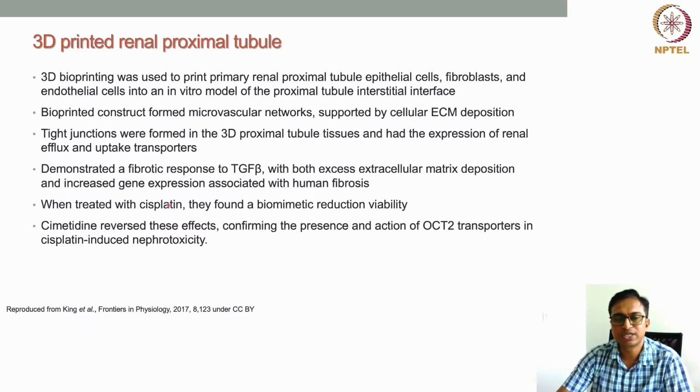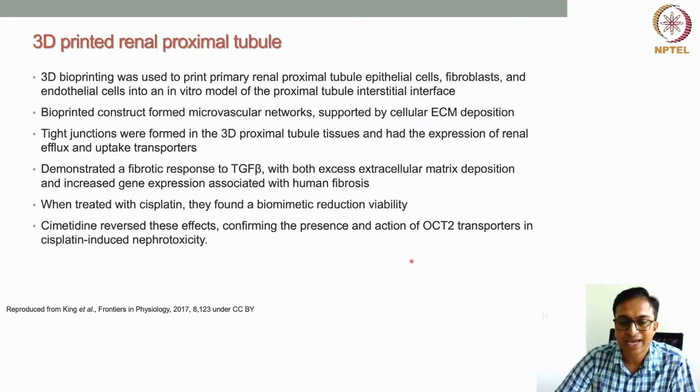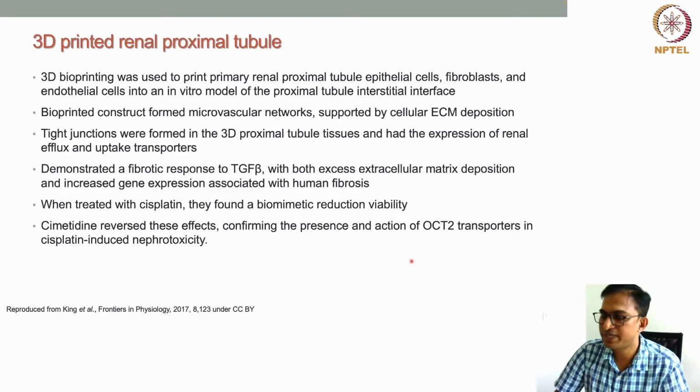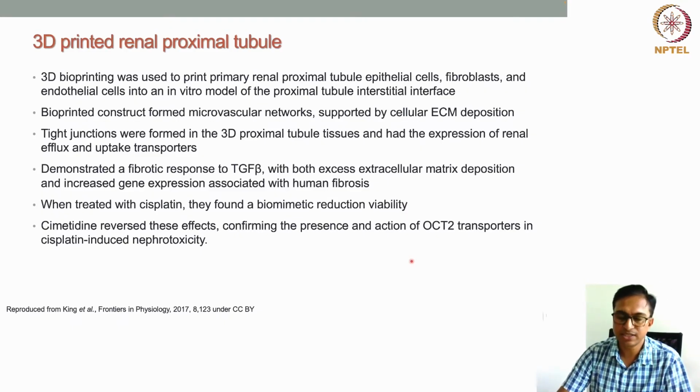But when treated with cisplatin, another nephrotoxic drug, they found a biomimetic reduction of viability. The cellular viability was reduced, in a dose-dependent manner. Cisplatin disrupts the nephron structure and the cells die, and that effect they also saw. But when another drug called cimetidine was used, it reversed this effect, because cimetidine blocks cisplatin activity.